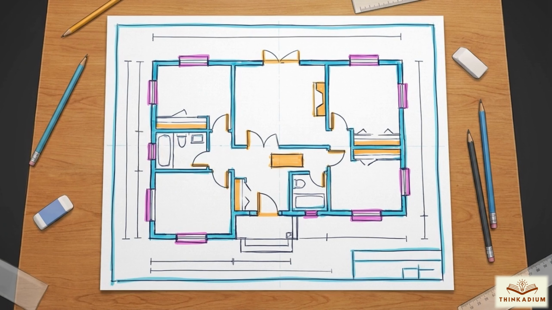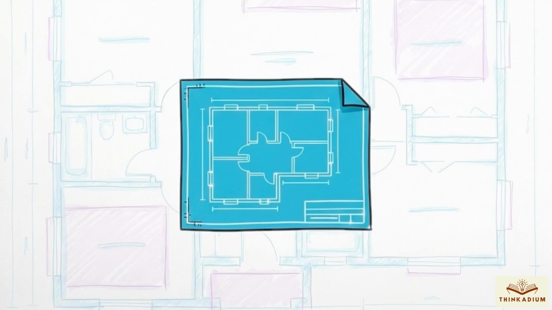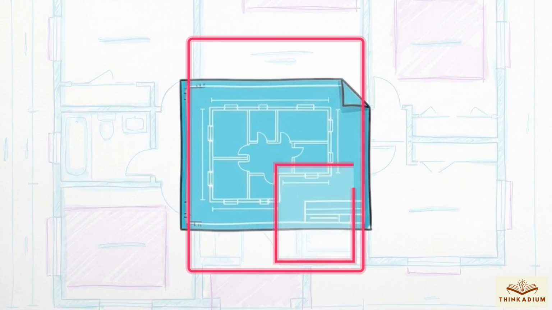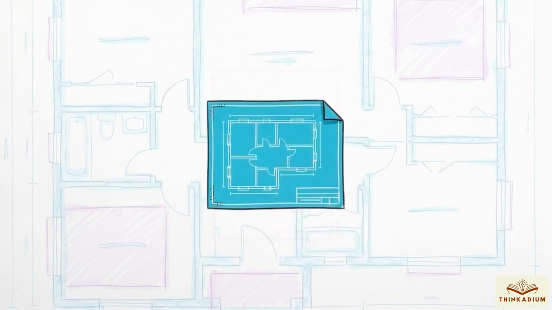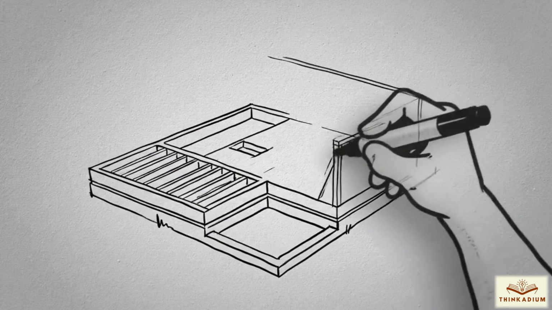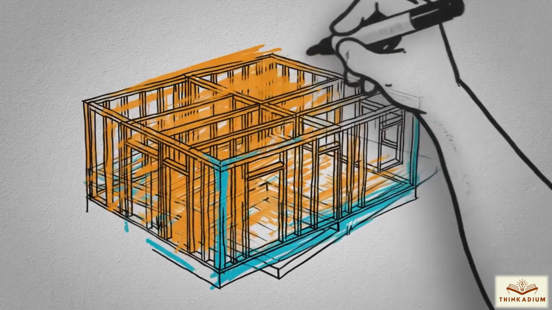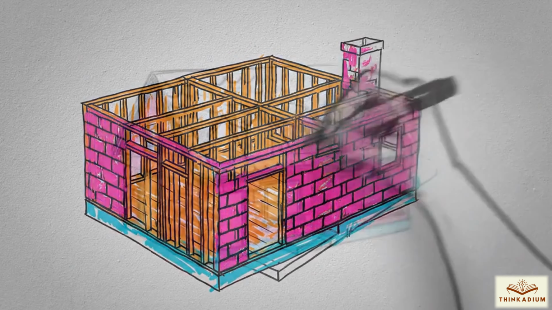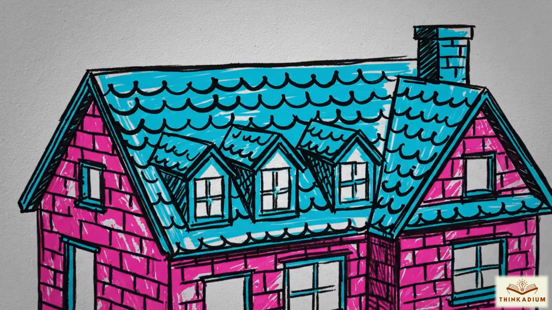Think about an architectural blueprint for a house. It shows where the walls go, how big the kitchen is, and where the windows sit. But you can't actually move into a piece of paper, right? The blueprint is just a design. To actually live there, you have to use those plans to build a physical house out of real materials.